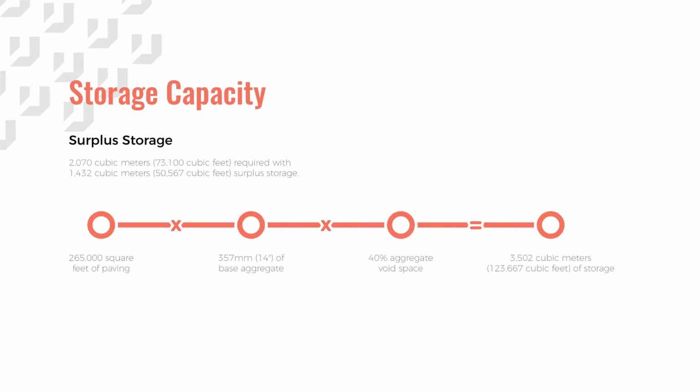Storage capacity is an important feature of permeable unit paving, and storage should be designed to accommodate an extreme rain event. For Guaranteed Rate Field, an additional 50,567 cubic feet of storage capacity was designed into the system to accommodate a larger rain event. The capacity is related to the depth of the subbase material, which in this situation was 14 inches of base aggregate with 40% void space, supplying 123,667 cubic feet of storage. For typical events, only 73,100 cubic feet of storage is used, but the system is made to accommodate an inevitable larger rain event.